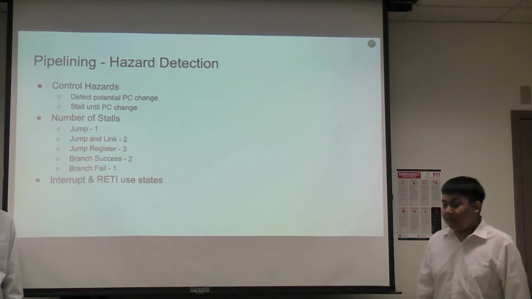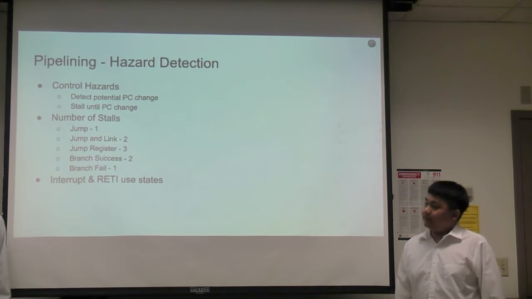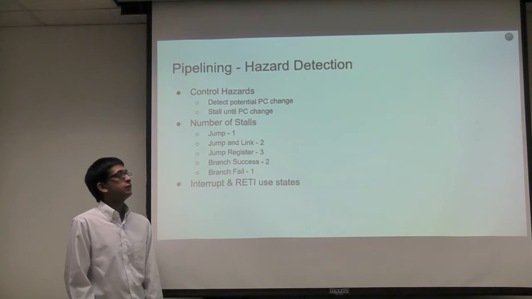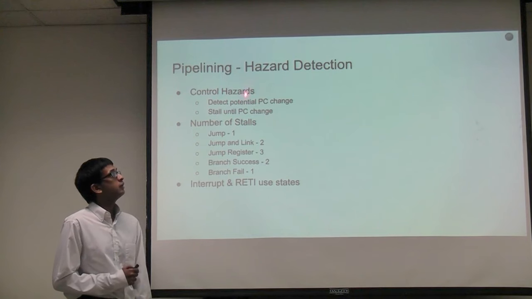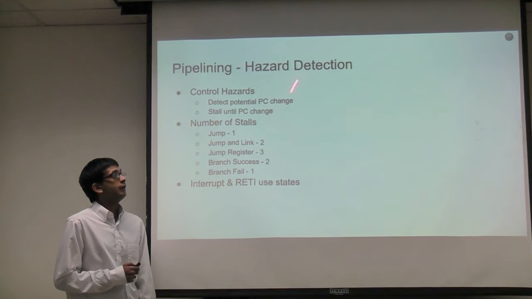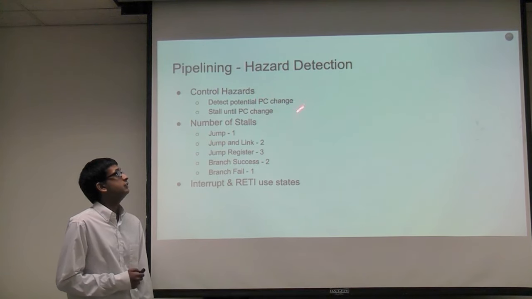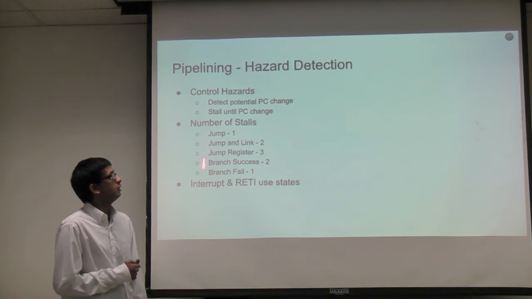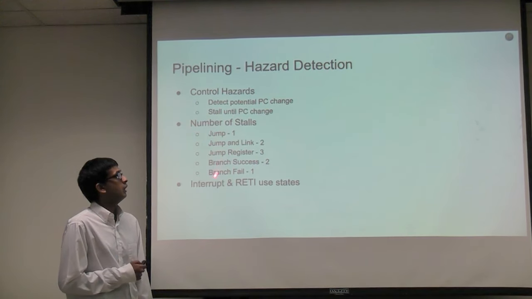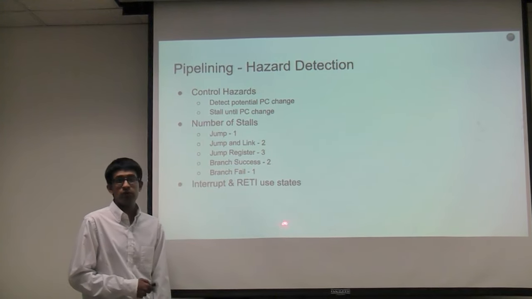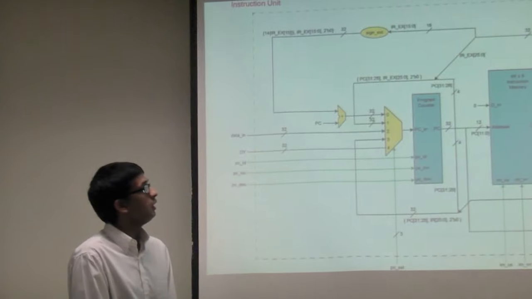Okay, so going over the rest of the control hazards, here is how our implementation went about it. First of all, we continue until we detect a PC change, meaning a jump or a jump register happens. After we detect a potential PC change, we stall until the actual PC change happens. Here are the number of stalls for the respective PC changes, as well as interrupt and return interrupt, which use states. We'll go over that in subsequent slides.